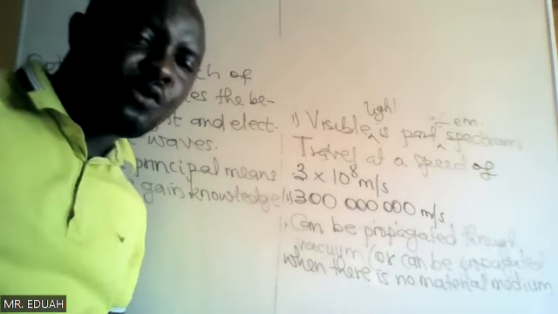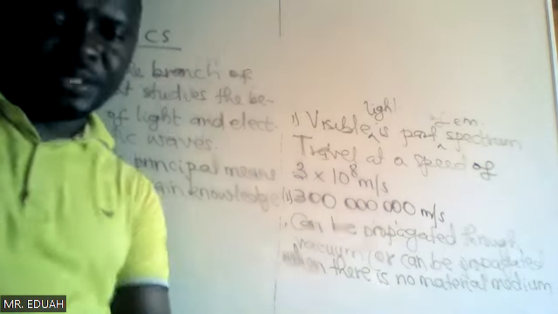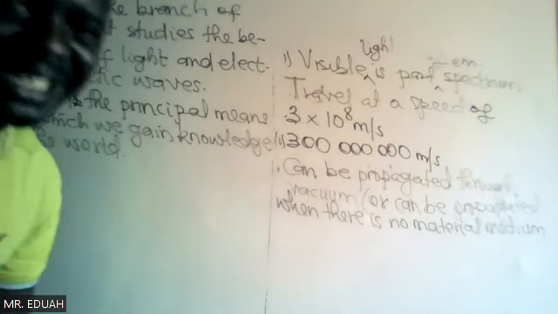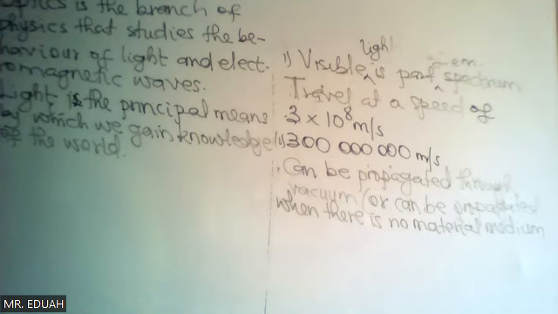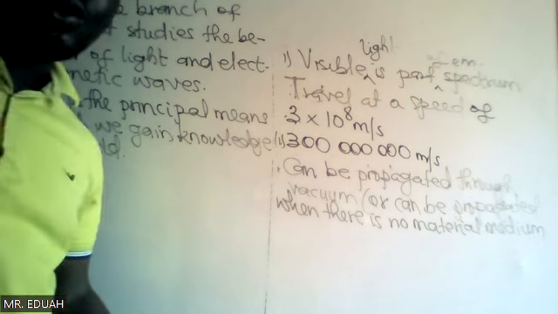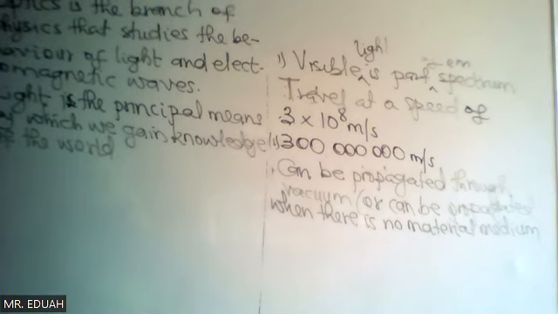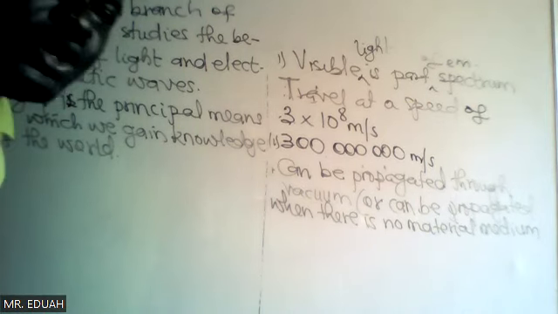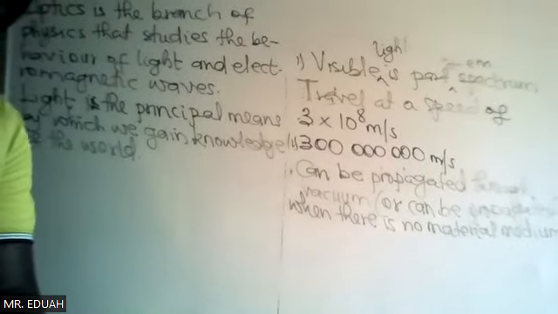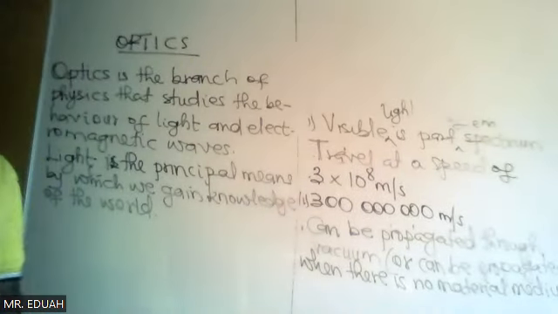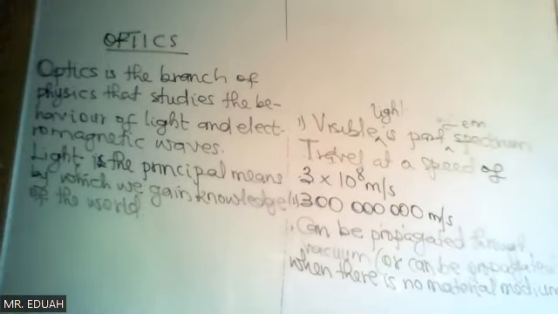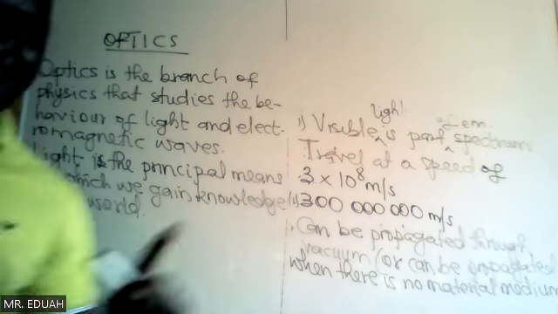So types of waves. In fact, we have two main types of waves. We have what we call mechanical waves and electromagnetic waves. Mechanical waves would always require a medium before it is propagated. Meaning, for mechanical waves, when there is no medium, it cannot be sent from one point to another.